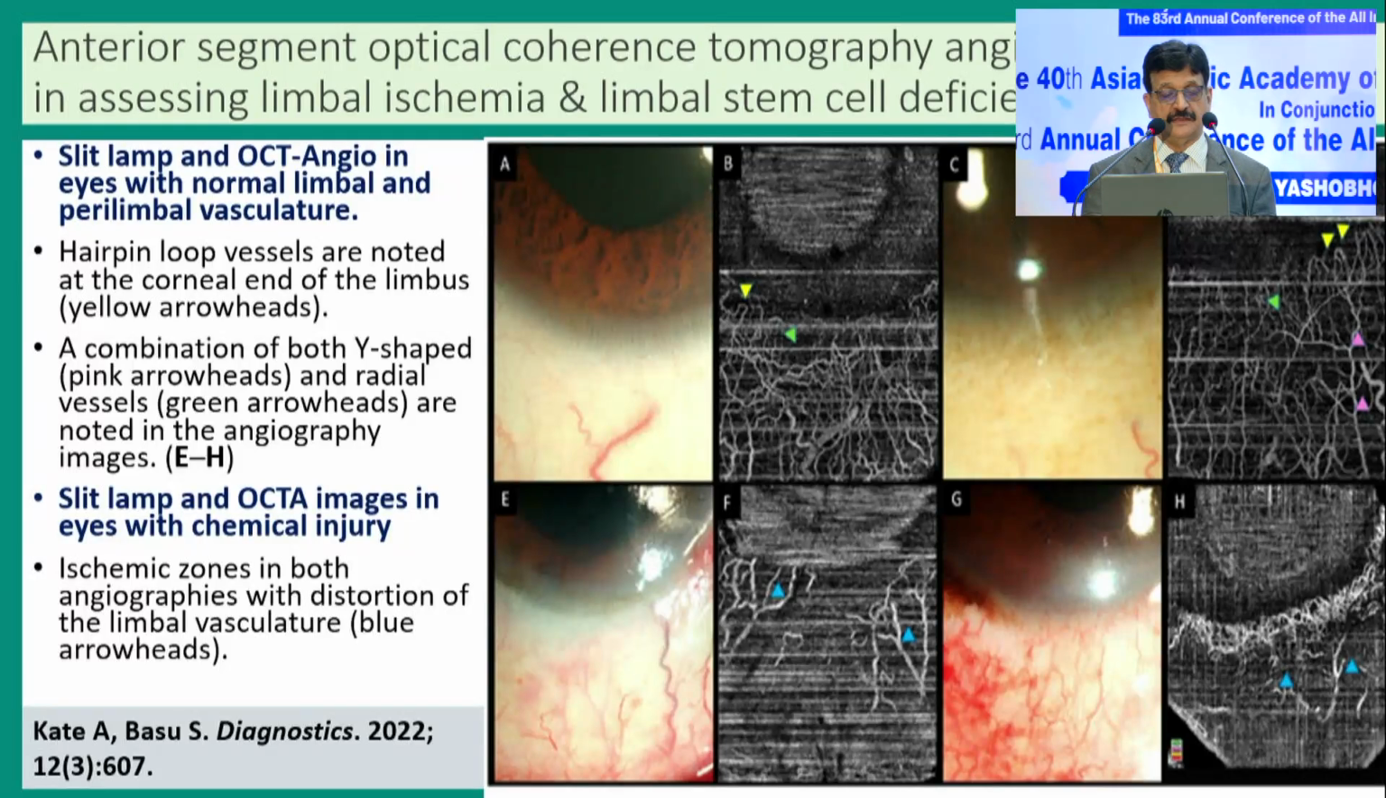So when we are doing OCT angio, we can see the hairpin loops which are visible. You can see the yellow arrowheads where you can see the hairpin loop vessels, which are normal ones. And again, you can see the Y-shaped pink arrowheads here and green arrowheads. Again, these are vessels which are normal ones. Whereas if there are limbal vessels which are damaged, the ischemic zones are shown in the lower picture with the blue arrowheads. This picture is of acute chemical injury, but the same can be utilized to detect limbal stem cell deficiency at later stages of chemical injuries.